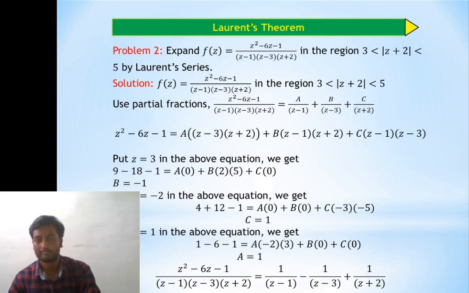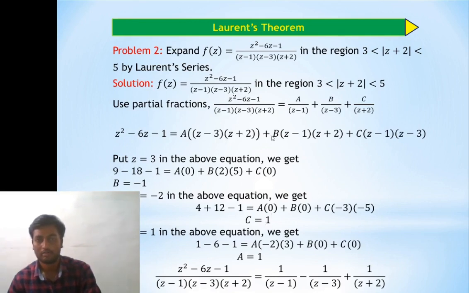Now put z equal to minus 2, so the a term is 0 and the b term is 0, and you get c. Minus 2 minus 1 is minus 3, minus 2 minus 3 is minus 5, minus 3 into minus 5 is 15, so 15c. The left side is 4 plus 12, which is 16, and 16 minus 1 is 15. So 15 and 15 cancel, and c equals 1.